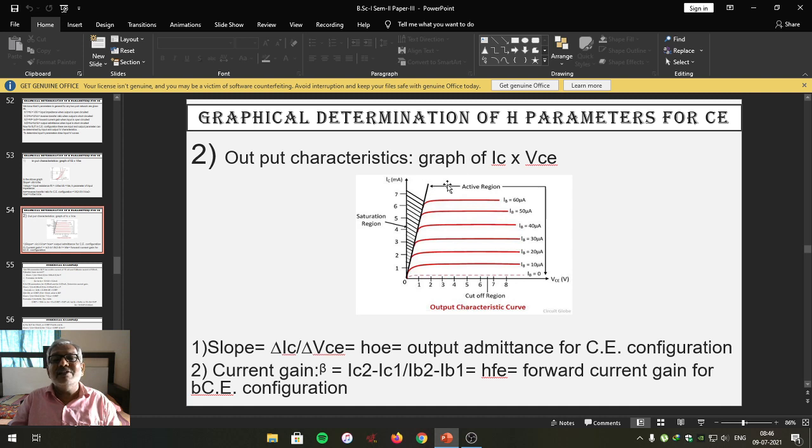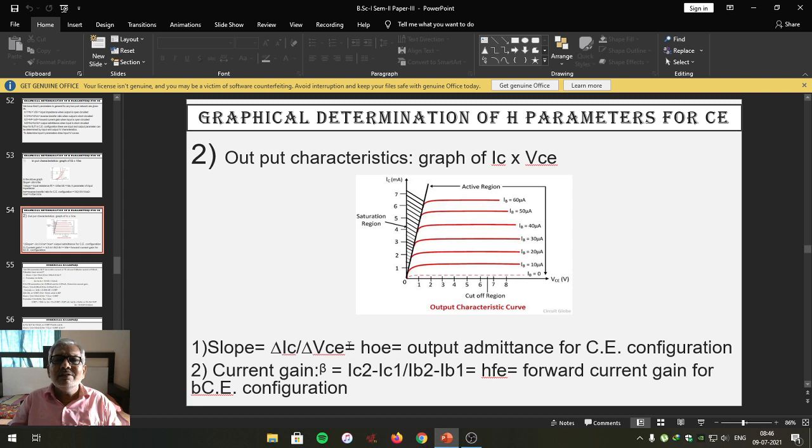Draw a tangent to the selected curve like this. Find its slope. Slope gives delta IC upon delta VCE. That ratio gives you the output admittance for common emitter configuration, which is the third parameter. Current gain, which you already calculated for common emitter configuration when we have studied.